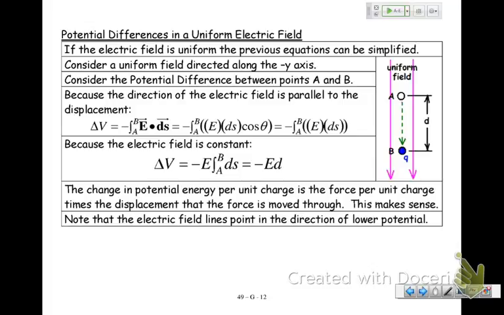Good. So uniform electric field, and we're taking a point of interest up here, and we have a point of interest down there, and we're moving a charge, a little q, from A to B. So if it's a positive charge, it's a boulder rolling downhill. We say if the electric field is uniform, forget about the previous equations, but we've seen them a while ago. Consider a uniform field directed along the negative y-axis. Consider the potential difference between points A and B. We're going to talk in terms of potential difference, and then we'll talk in terms of potential.